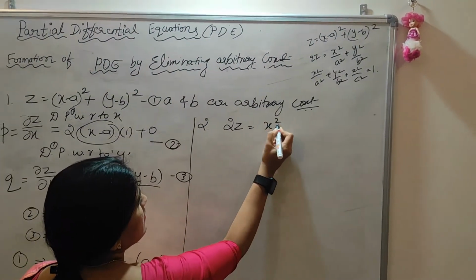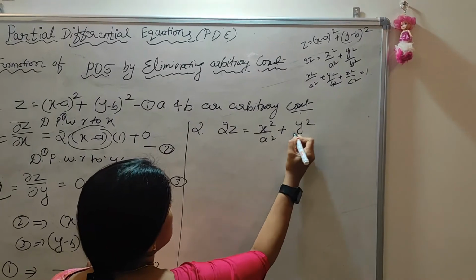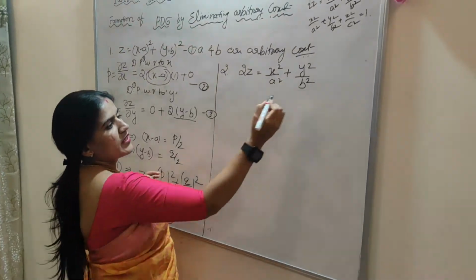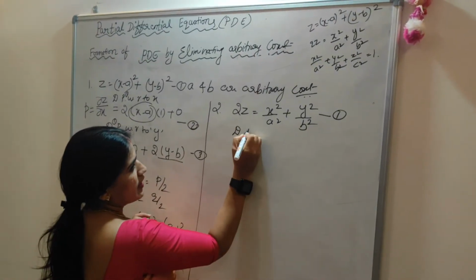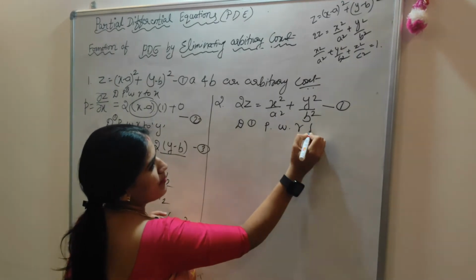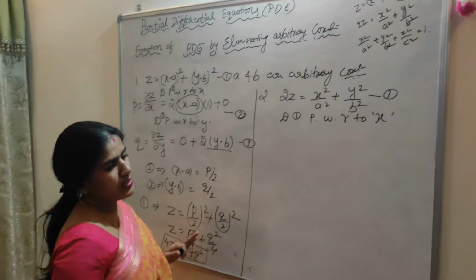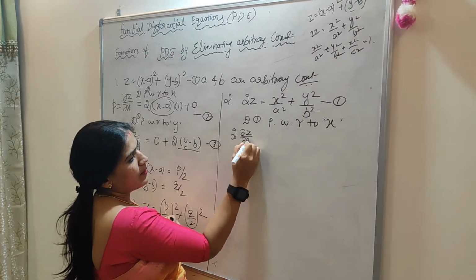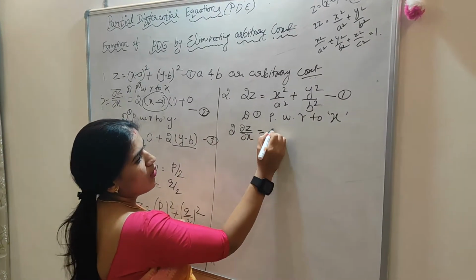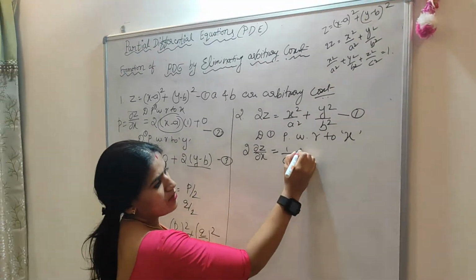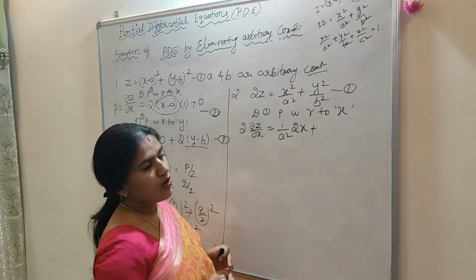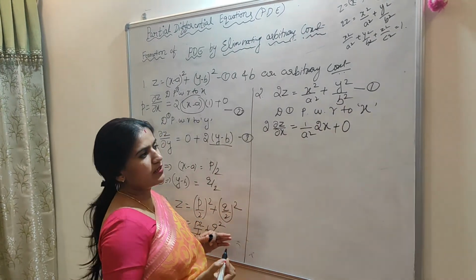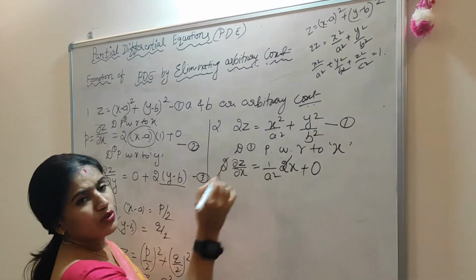2z is equal to x square by a square plus y square by b square, where a and b are arbitrary constants. I'll call this equation 1. Differentiate equation 1 partially with respect to x, treating y as constant. 2 into dou z by dou x is equal to 1 by a square constant, x square differentiation is 2x, plus 1 by b square constant, and y square is constant, so the second term is completely 0. 2 and 2 get cancelled.